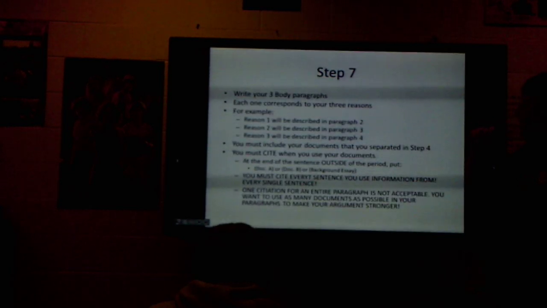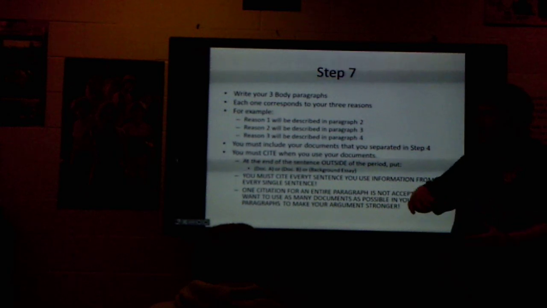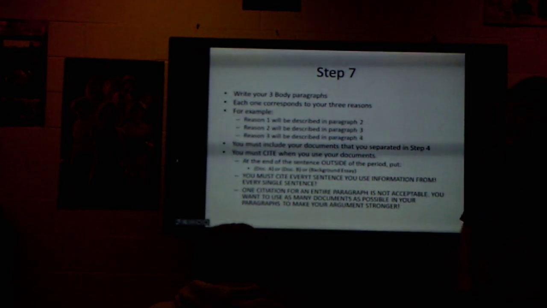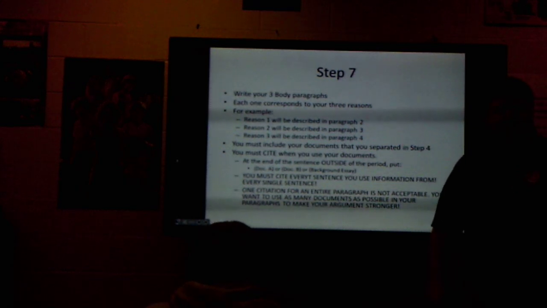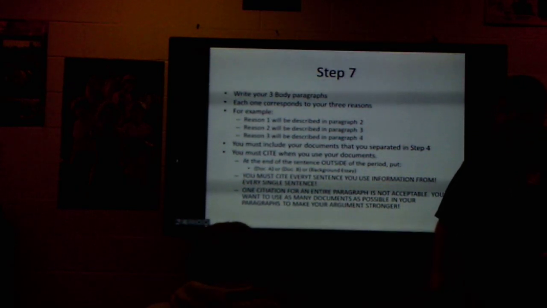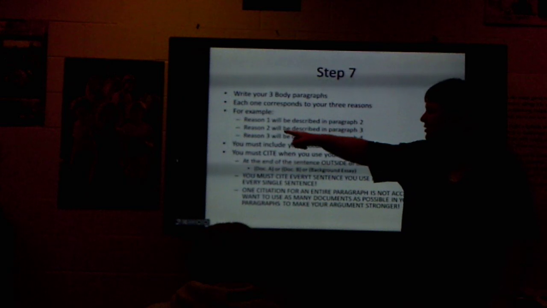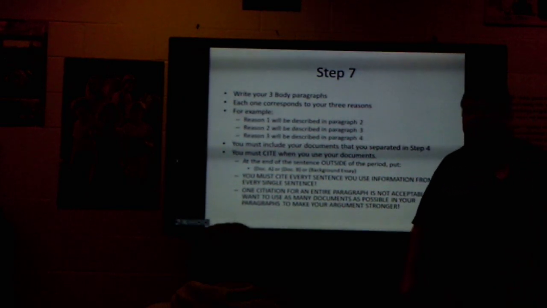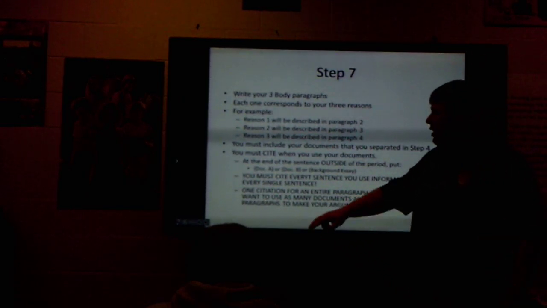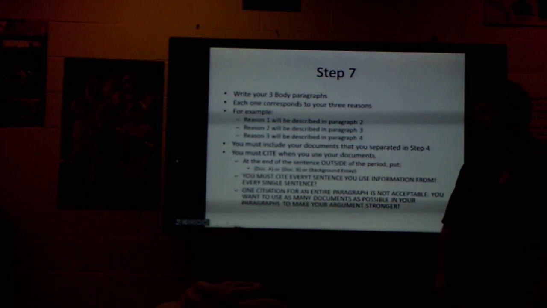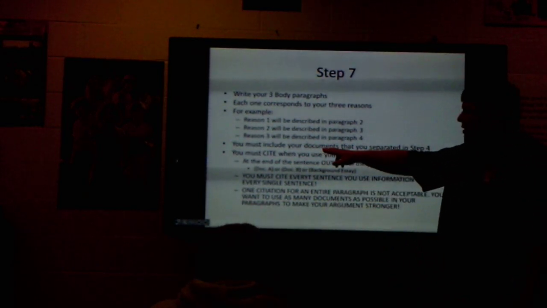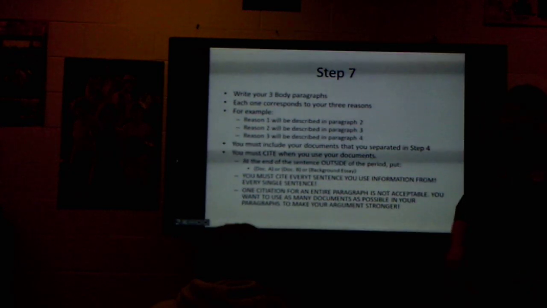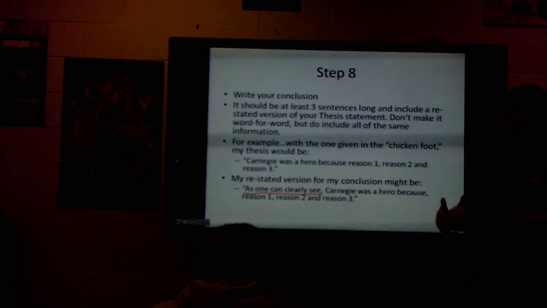Then you're going to write your 3 body paragraphs. Each one corresponds to your 3 reasons. So, for example, reason 1 is going to be described in paragraph 2, right? Because that's body paragraph 1. Reason 2 will be described in paragraph 3, or body paragraph 2. And reason 3 will be described in paragraph 4, which is body paragraph 3. Okay? You've got to include your documents that you separated in step 4 to back that up.